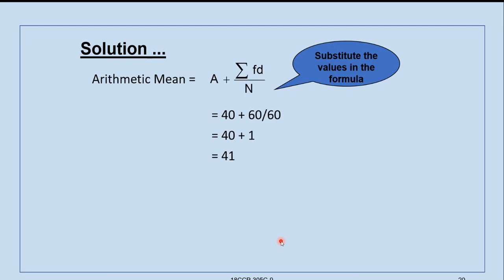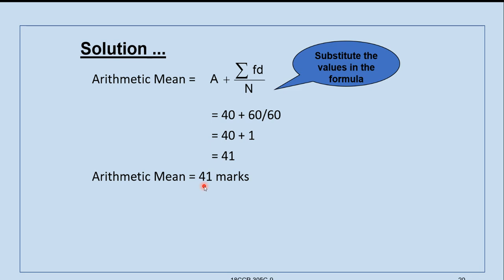Now we will apply the formula. We will see the solution. The formula is assumed mean plus sigma FD by N, and that comes to 41. So the arithmetic mean is 41 marks. So you observe here 41 is very nearer to 40, the value I assumed in that slide, which consists of the problem. This is how we will calculate the discrete series.